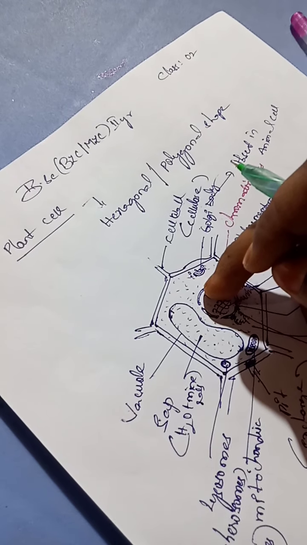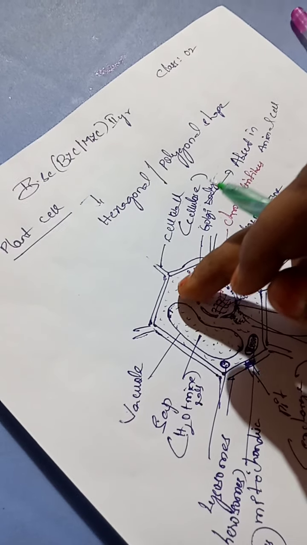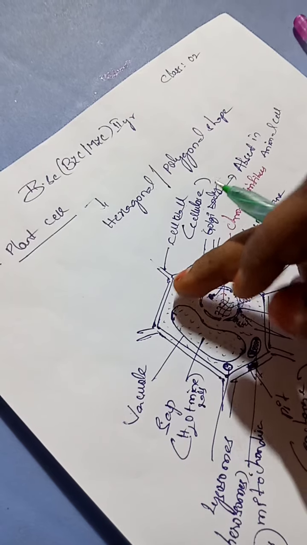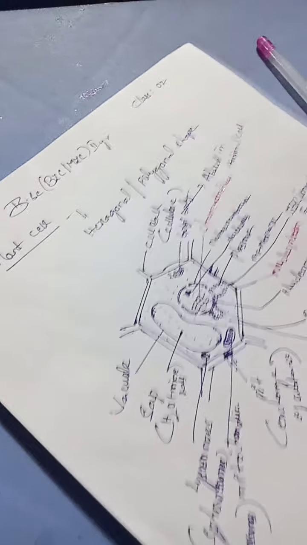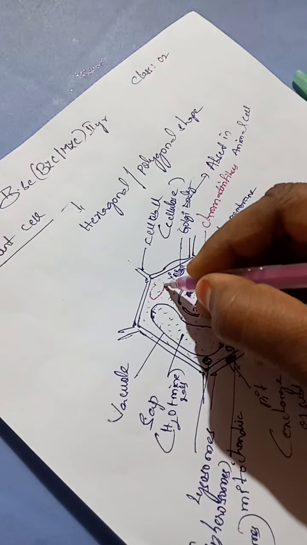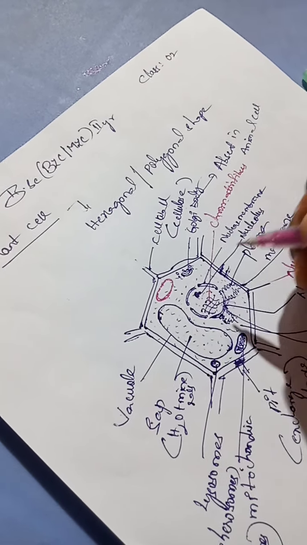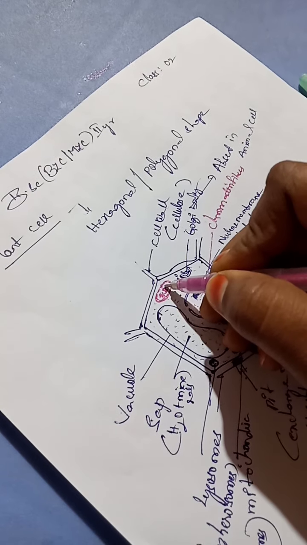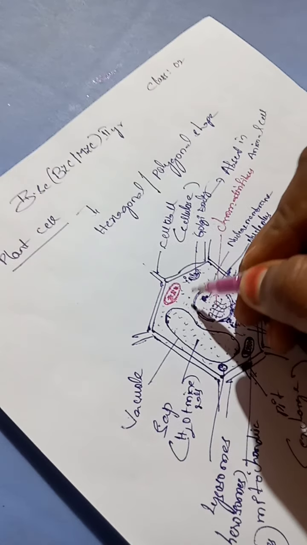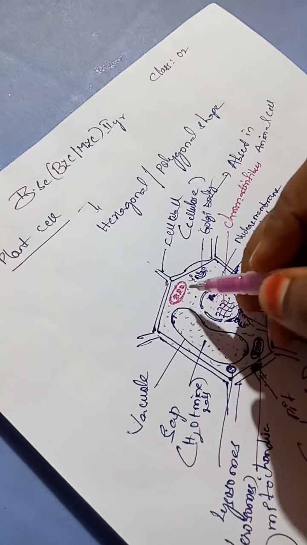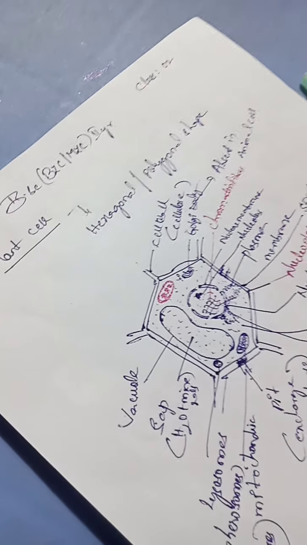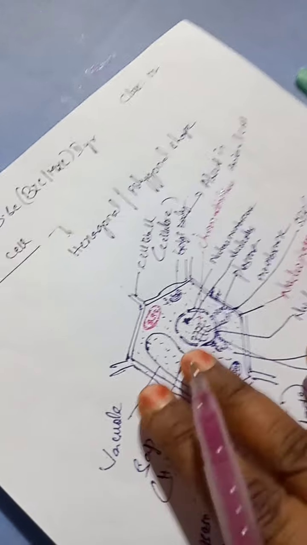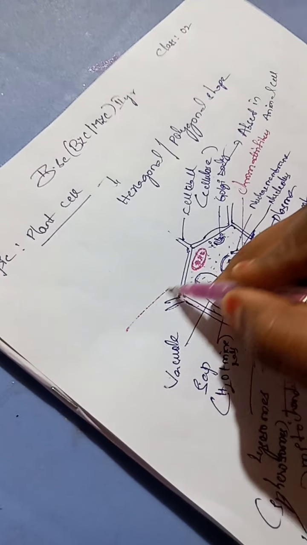This is also one of the differences between plant cell and animal cell: absence of centrioles. And there is another structure which is present in plant cell which is not present in animal cell, the plastids. There is a presence of a plastid, and these plastids consist of a stack of thylakoids, which are called granum. So whatever structure I have drawn here is the chloroplast, and I will give a detailed explanation here.